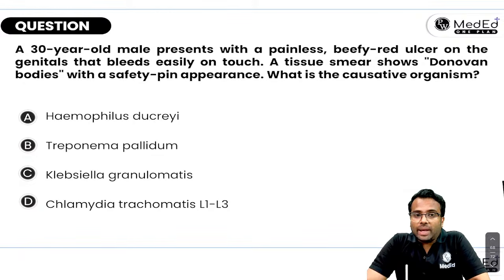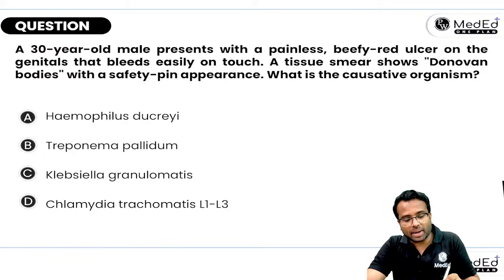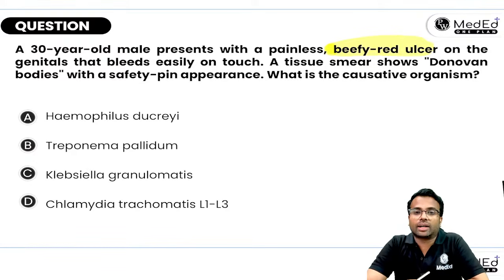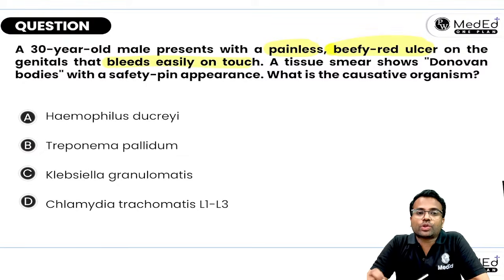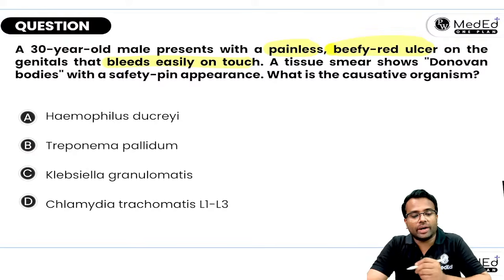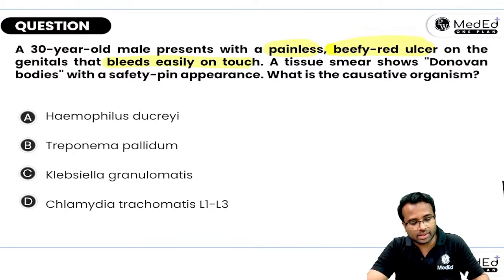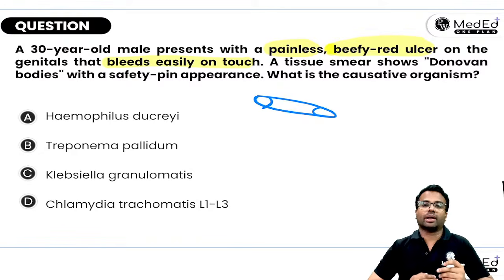A 30-year-old male presents with a painless beefy red ulcer. You have some magic words here: beefy red color ulcer, painless ulcer that bleeds easily on touch. The tissue smear shows Donovan bodies with a safety pin appearance. Remember, you can see something like this, a closed safety pin appearance.